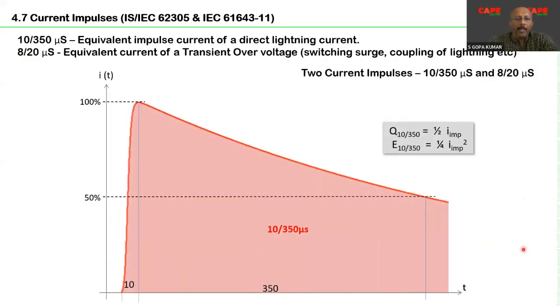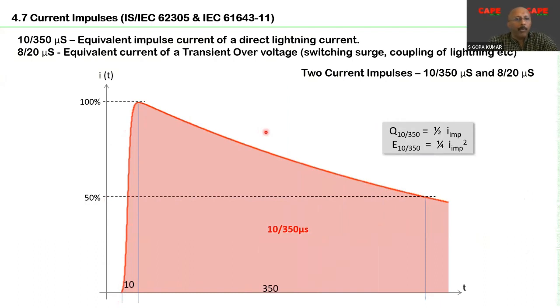Now, with respect to lightning, there are two wave shapes which we always refer to. The first one is the 10 by 350 microseconds wave shape. It is called the impulse current wave shape, which is the energy equivalence of a lightning current generated in a laboratory as a current impulse in the shape of 10 by 350 microseconds. It means the current goes from 0 to peak in 10 microseconds and comes to half of the peak in 350 microseconds. This is the equivalent energy contained in a lightning strike.